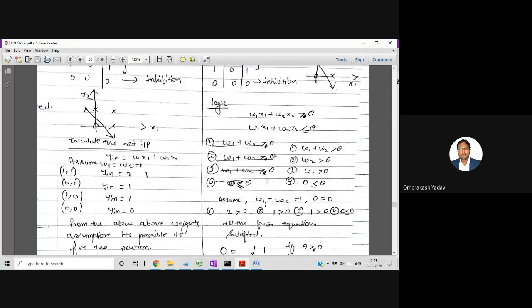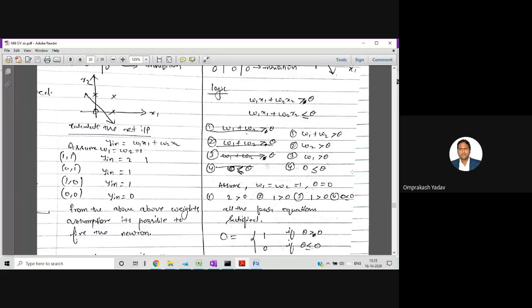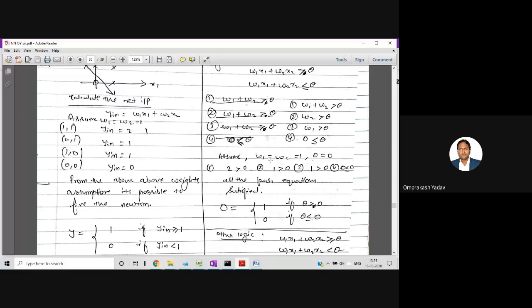Let's try to assume certain values. Let's say W1 is equal to W2 equal to 1 and theta equal to 0. Let's try to verify whether all the four conditions are getting validated. If we take W1 and W2 as 1, then 1 plus 1 is 2, and theta is 0. So 2 is greater than 0, yes, the first is validated. W2 as 1 is greater than theta, which is 0, yes. W1, 1, is greater than 0, right? Then 0 is less than or equal to theta, so this is also getting validated. So whatever weights and theta we have selected are proper.